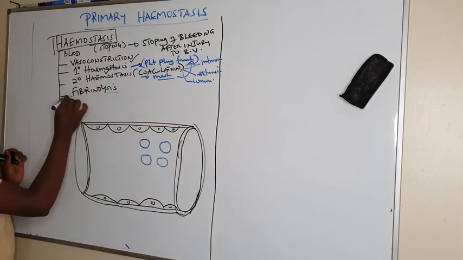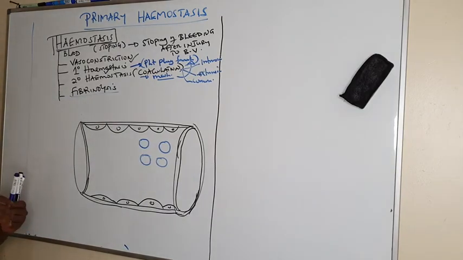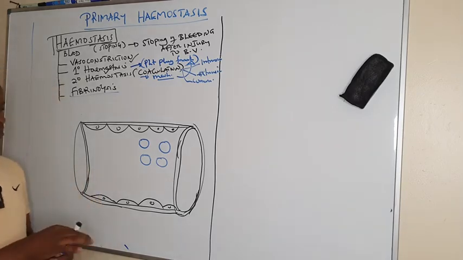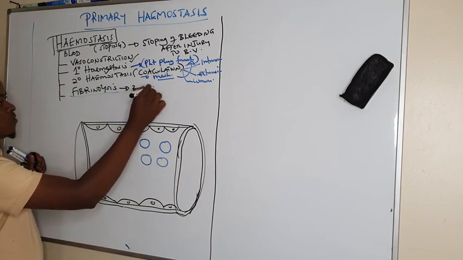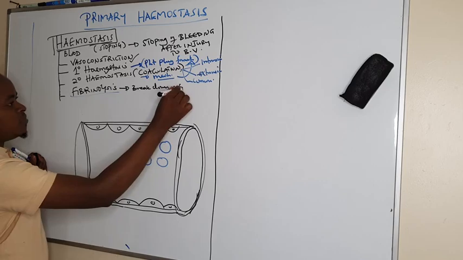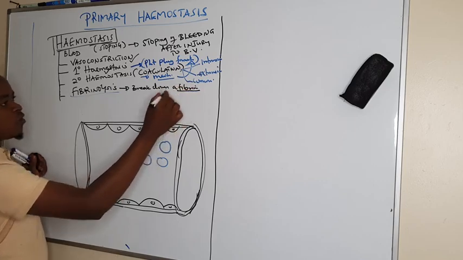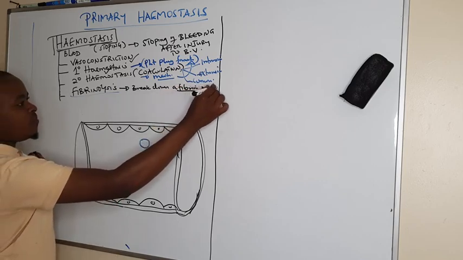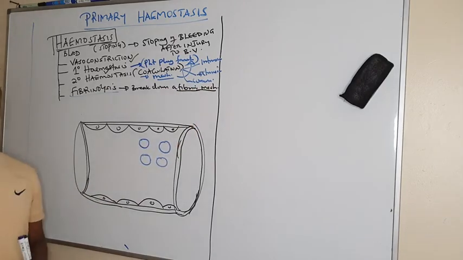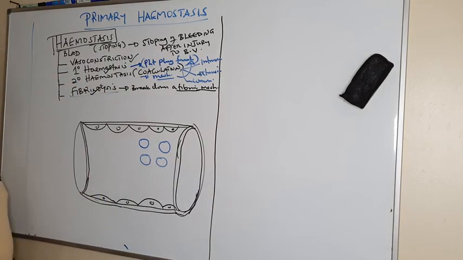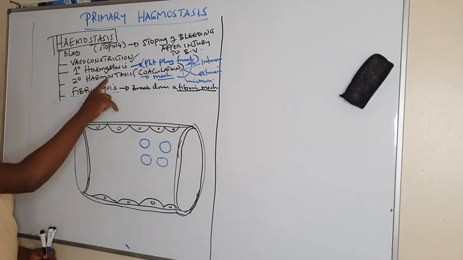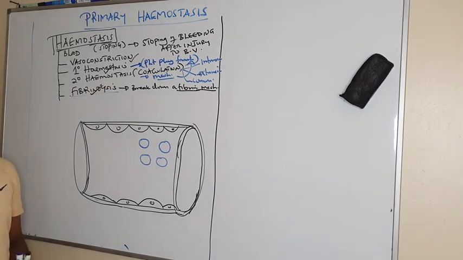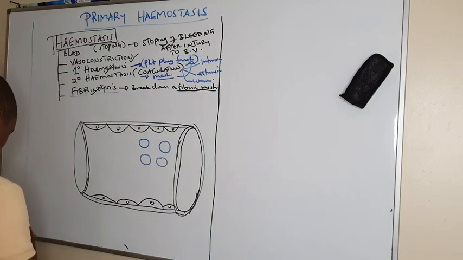Then fibrinolysis is the process by which, after forming a fibrin mesh, this is the breakdown. We shall look at how we break down a fibrin mesh. After stopping bleeding, this fibrin mesh should be cleared from the circulation or from the injured site, and it is done by the process known as fibrinolysis. So in the coming videos, we shall also discuss with you secondary hemostasis and also fibrinolysis.